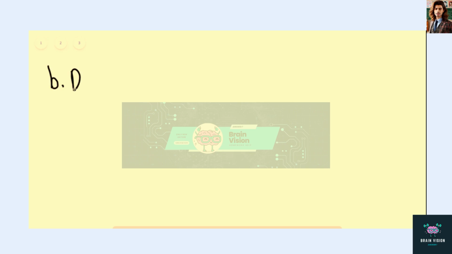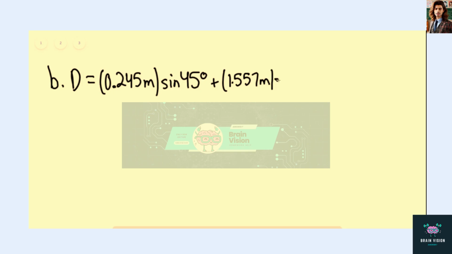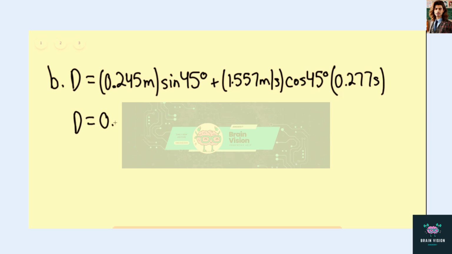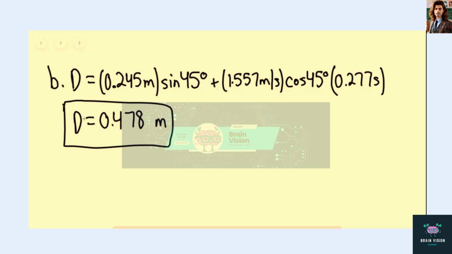So for part B, d equals 0.245 meters times sine of 45 degrees plus 1.557 meters per second, we can round at the very end, times cosine of 45 degrees multiplied by 0.277 seconds, and we find that d equals 0.478 meters. This would be our answer for the distance between where the ball lands and the base of the curve for part B.